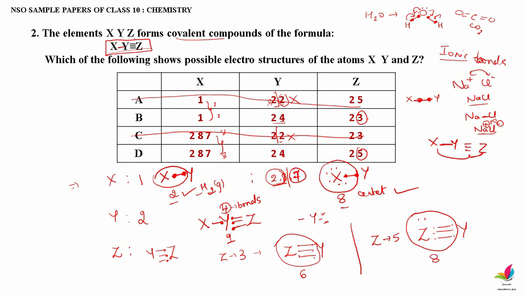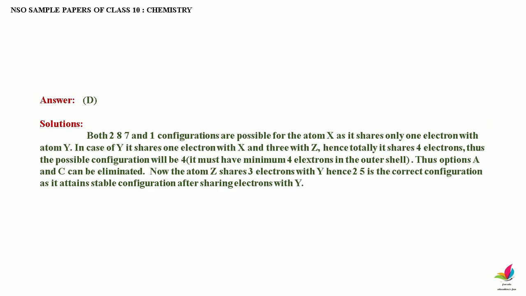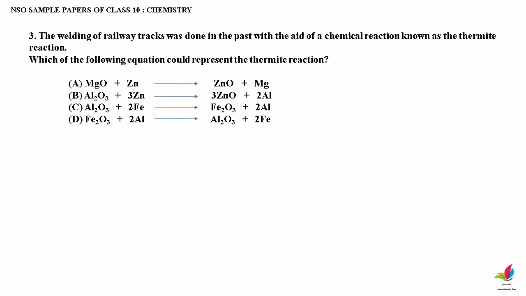Is 6 stable or is 8 stable? Obviously, octet configuration is the stable configuration, that's why this is the correct option. So this, that is option D, is satisfied by X, Y and Z, that's why this is the correct answer. D should be the correct answer. So here you can see D is the answer, and even the solution is given here, you can go through that.